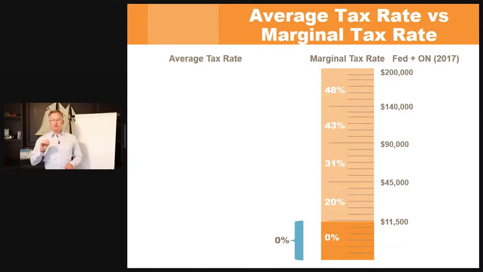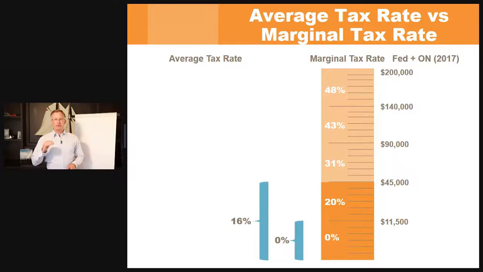Now, if you earn from $11,500 to $45,000, you are now in the 20% tax bracket, or your marginal tax rate is 20%. And if you earn $45,000, your average tax rate is only 16%. The reason is you paid 0% in tax on the first $11,000, and then you paid 20% in tax on the next $33,500. So when you average it out, it works out to about 16%.